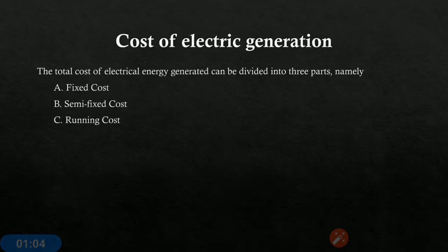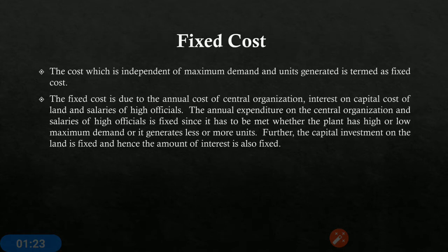So if we talk about the cost of electrical generation, then the total cost of electrical energy generated can be divided into three parts, namely the fixed cost, the semi fixed cost, and the running cost. Now, first we will discuss the fixed cost.